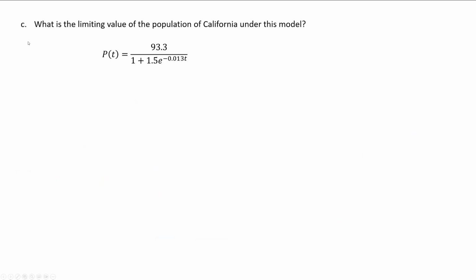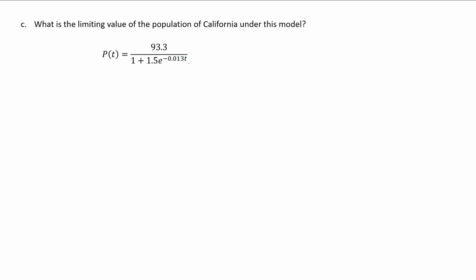Okay, and then it asks, what is the limiting value of the population of California under this model? And the way we can figure out exactly what that is, remember, this is a rational function. t is in the denominator. And so what is this approaching is what we're saying. All right, so we got the 93.3. That's not going to change no matter what t is. The 1 also is just a constant. It's the e to the negative 0.013 t times 1.5 that is going to be approaching something, okay?